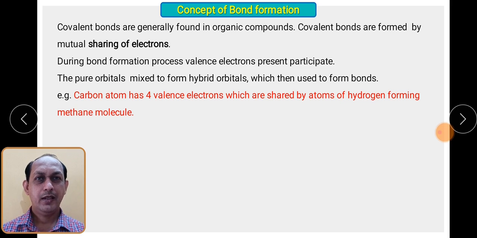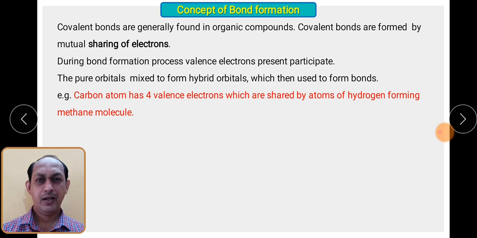Before we start, let us first understand the concept of bond formation. As we know, organic compounds have sigma bonds and pi bonds. Bonding is nothing but the sharing of two electrons between two atoms. So there is mutual sharing in covalent bond formation, and during bond formation the valence electrons, which are the electrons present in the outermost shell of that atom, are involved in the bonding process.